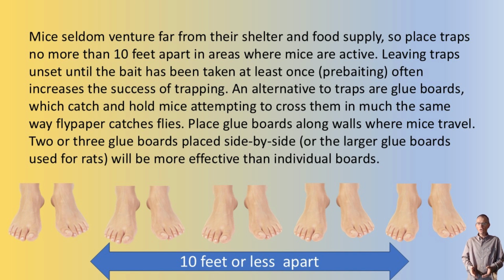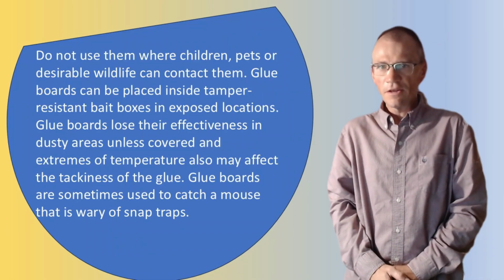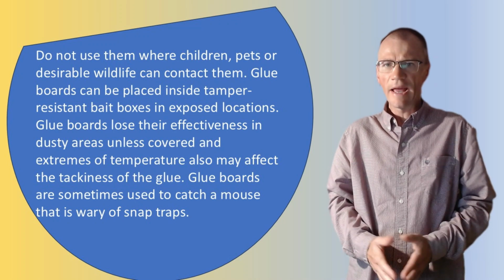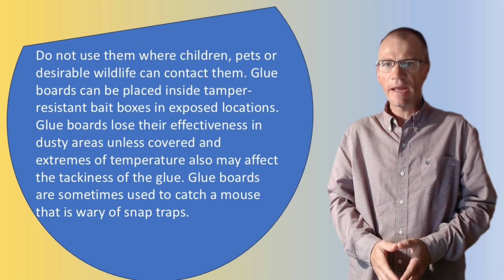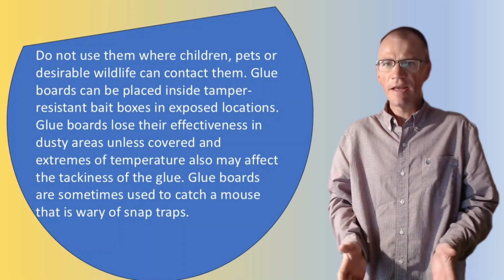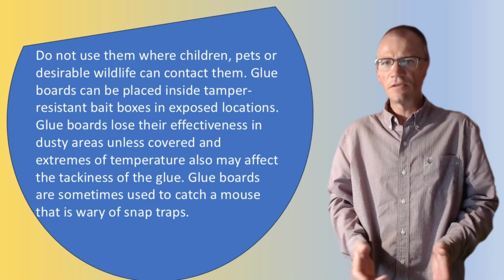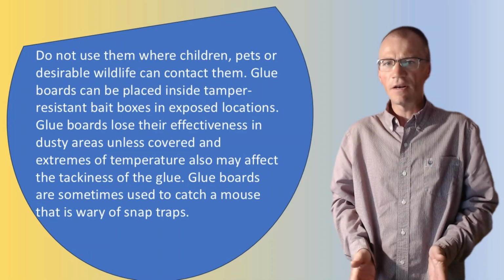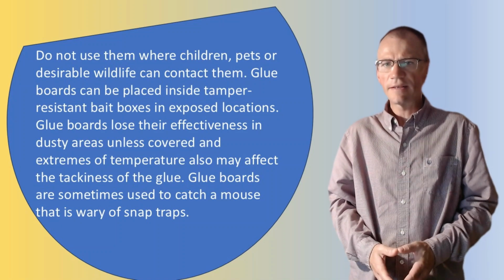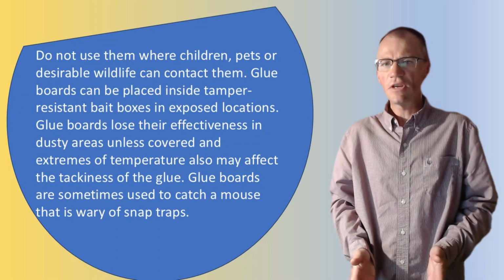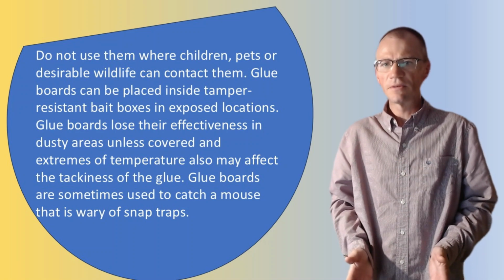An alternate to traps are glue boards, which catch and hold mice attempting to cross them, in much the same way flypaper catches flies. Place glue boards along walls where mice travel. 2 to 3 glue boards placed side by side, or larger glue boards used for rats, will be more effective than individual glue boards. Do not use them where children, pets, or desirable wildlife can contact them. Glue boards can be placed inside tamper-resistant bait boxes in exposed locations. Glue boards lose their effectiveness in dusty areas unless covered, and extremes of temperatures also may affect the tackiness of the glue. Glue boards are sometimes used to catch a mouse that is wary of snap traps.